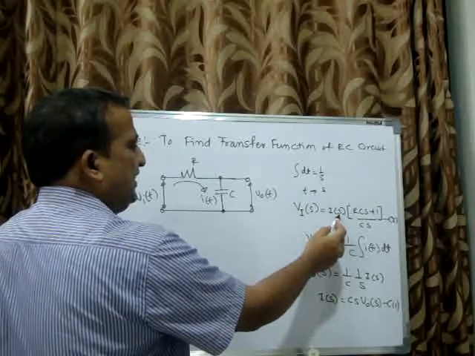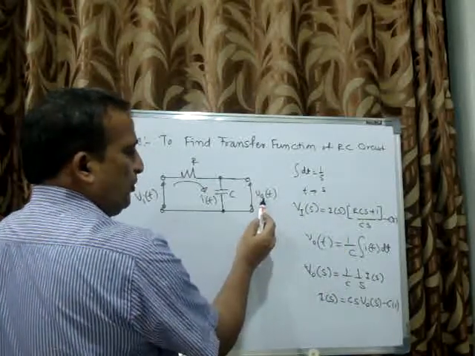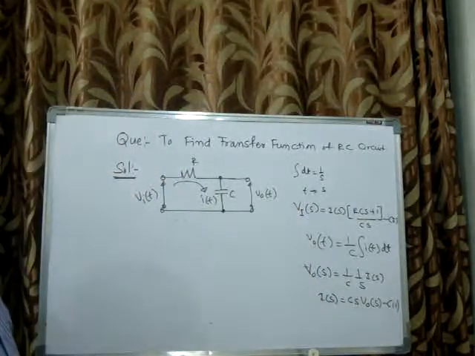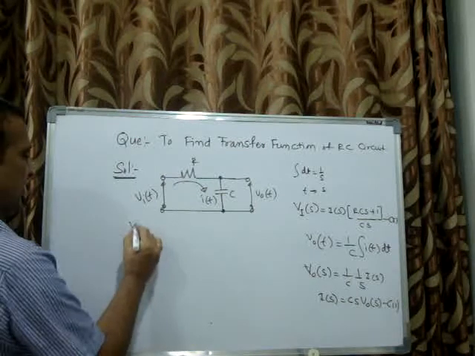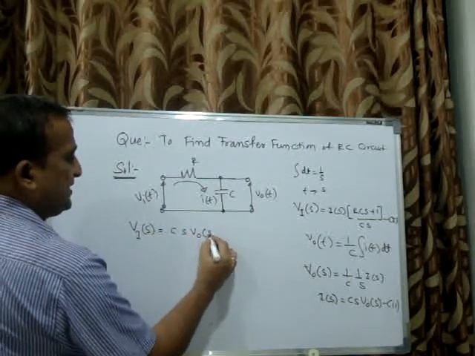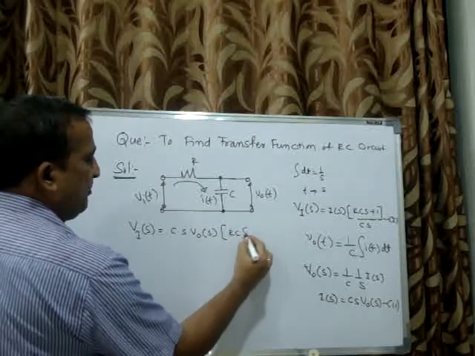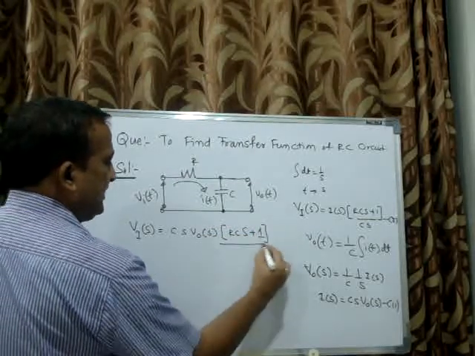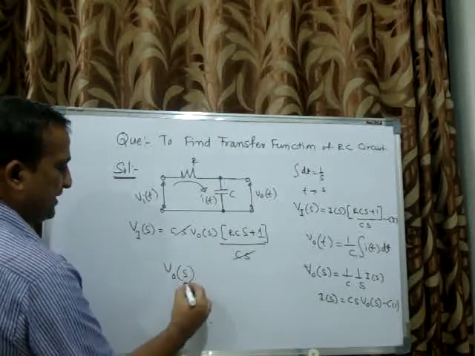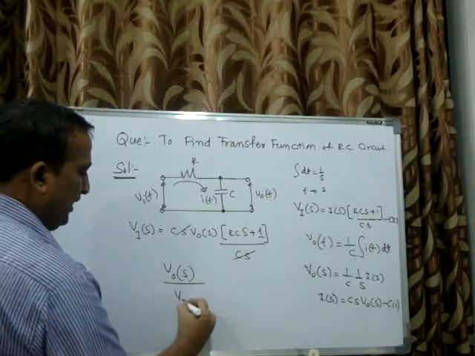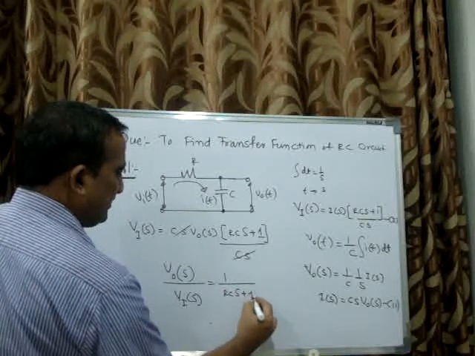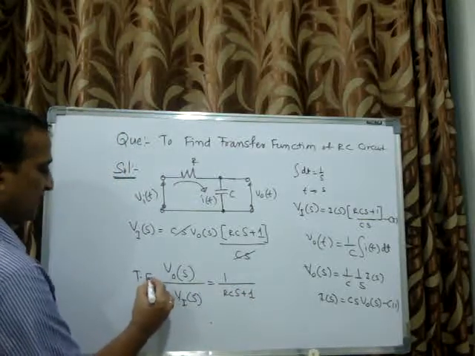I am not interested in the intermediate output, I am interested in the final output, so I will substitute equation 2 in 1. If I substitute equation 2 in 1, Vi of s equal to Cs V naught of s times (R plus 1 divided by Cs). So Cs gets cancelled, and I will get V naught of s divided by Vi of s equal to 1 by (RCs plus 1). This is called our transfer function.